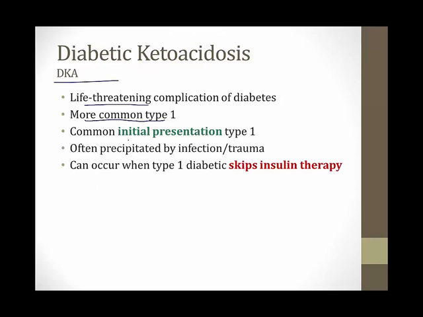It is a common initial presentation of type 1. The blood sugar can get so high that the patient develops diabetic ketoacidosis and presents with symptoms of DKA. It's often precipitated by infection or trauma. We'll talk about why this is the case, and it can also occur when a type 1 diabetic skips their insulin therapy. So remember that type 1 diabetes is a disorder of children, and when children become teenagers, they often become rebellious, and sometimes they don't want to take their insulin and they skip therapy, and they can get very sick, and one of the complications they can develop is DKA.